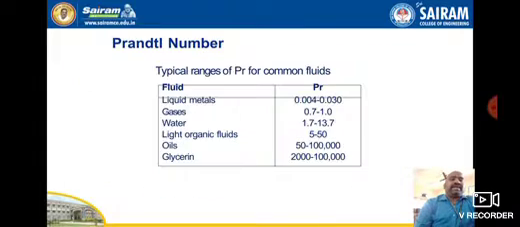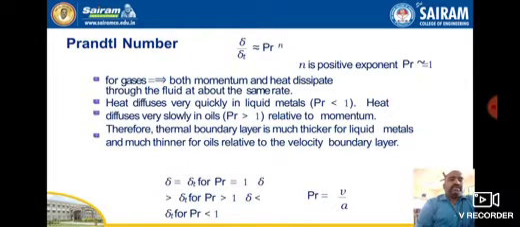This is also one of the dimensionless numbers. This Prandtl number depends upon the type of fluid, ranging from fluid to fluid. For example, for liquid metals the Prandtl number is 0.004 to 0.030. For gases it is 0.7 to 1, and for water it is 1.7 to 13.7. These are certain sets of Prandtl number values for different fluids. These values are required for solving problems, so wherever required, we have to use these values.